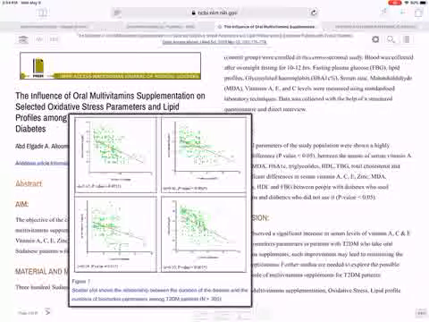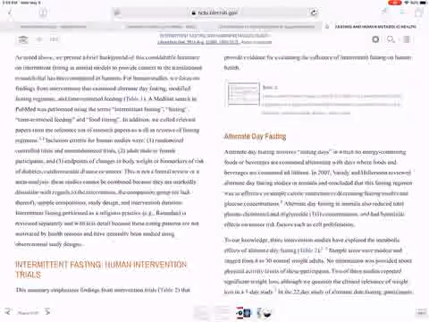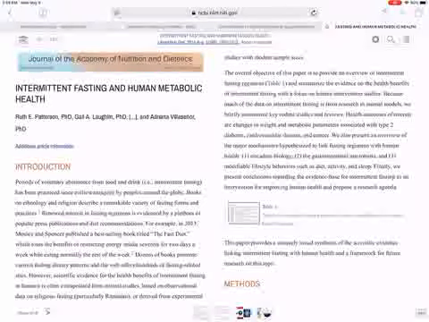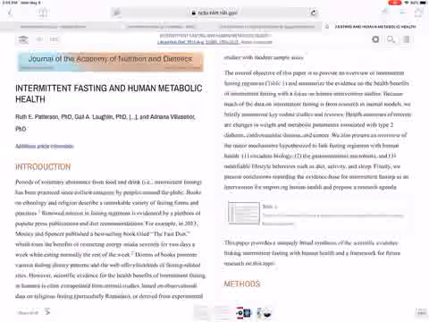The difference between primary literature and a systematic review is that a review typically is a compilation of a study involving a detailed analysis of several pieces of primary literature. A review, this is an example of a review on your screen, intermittent fasting and human metabolic health.